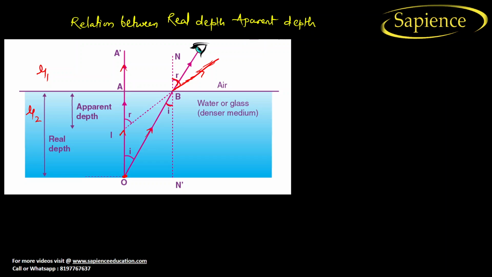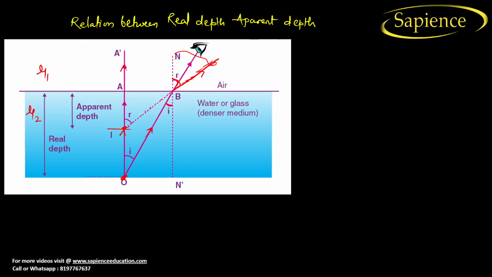When it bends, the object will appear to be at this point. Actually the object is here, but it will appear to be at this point. It means that the real depth was this, but the apparent depth is this, meaning it will appear to be here only. So we need to find a relation between real depth and apparent depth.